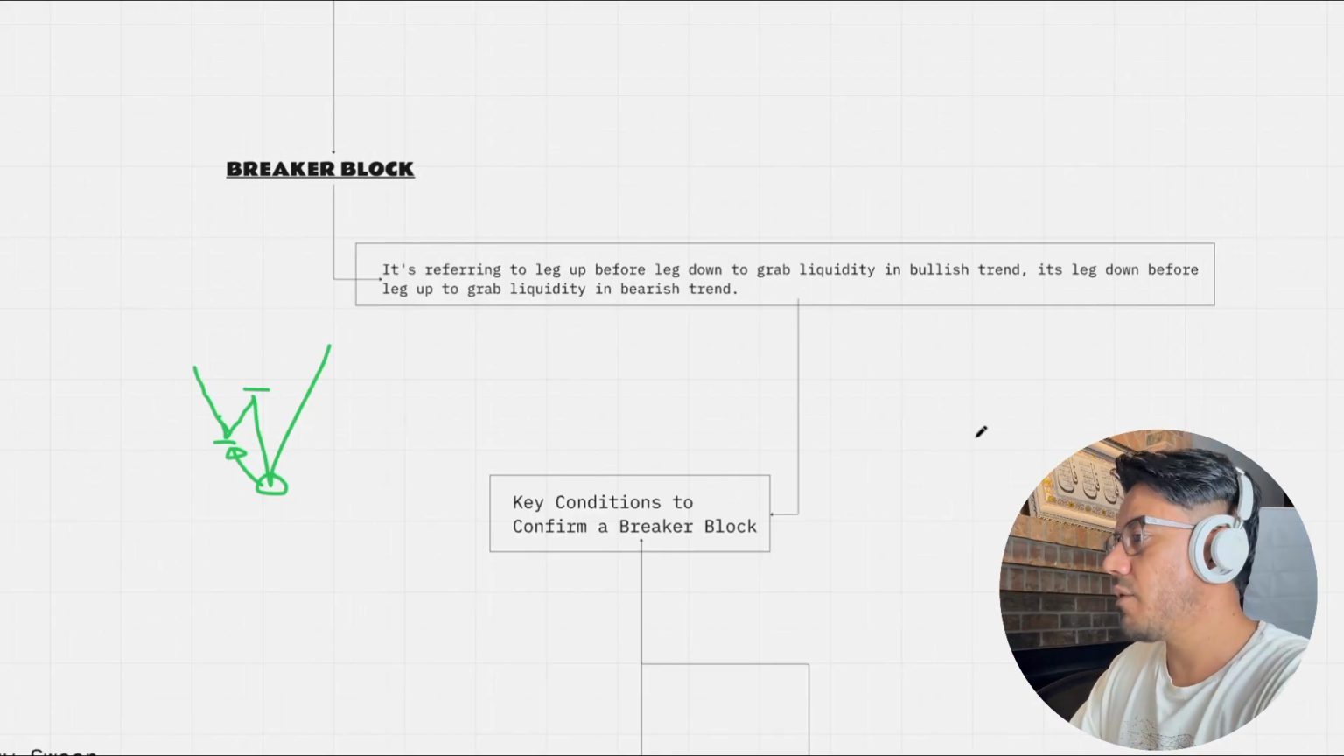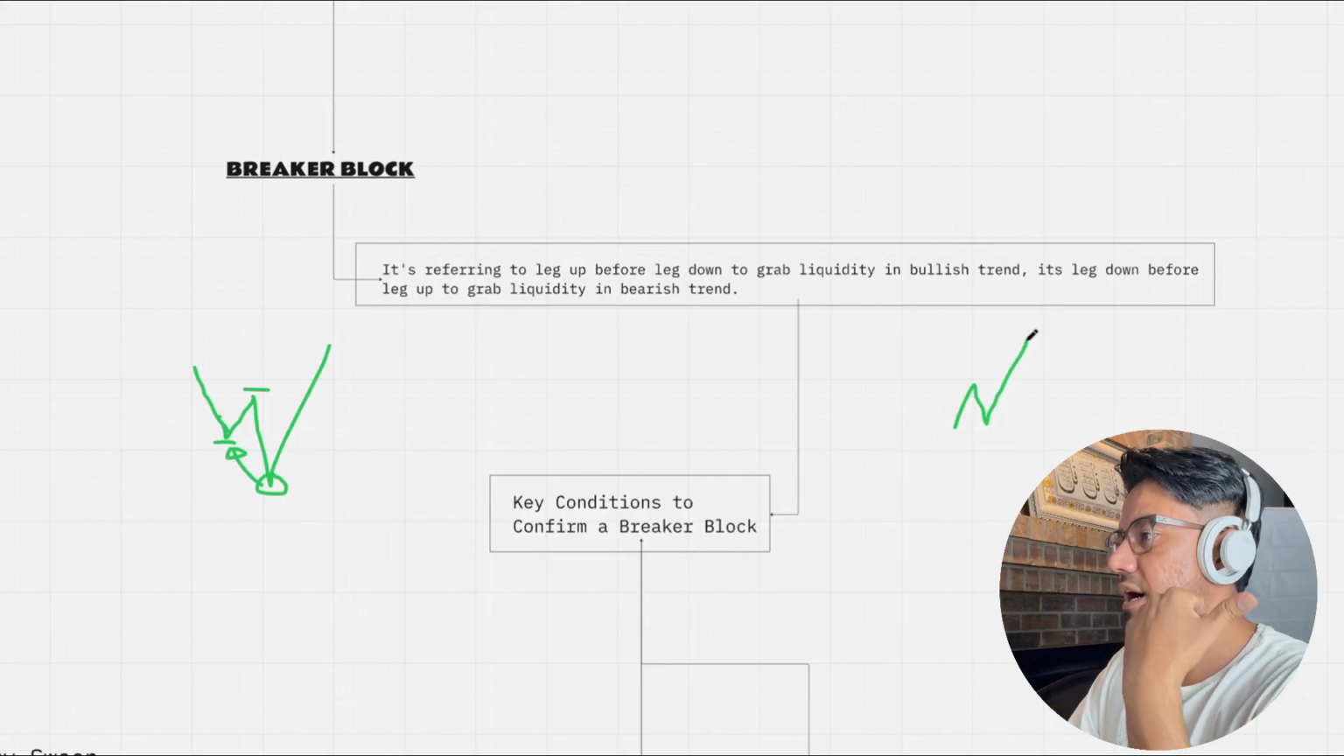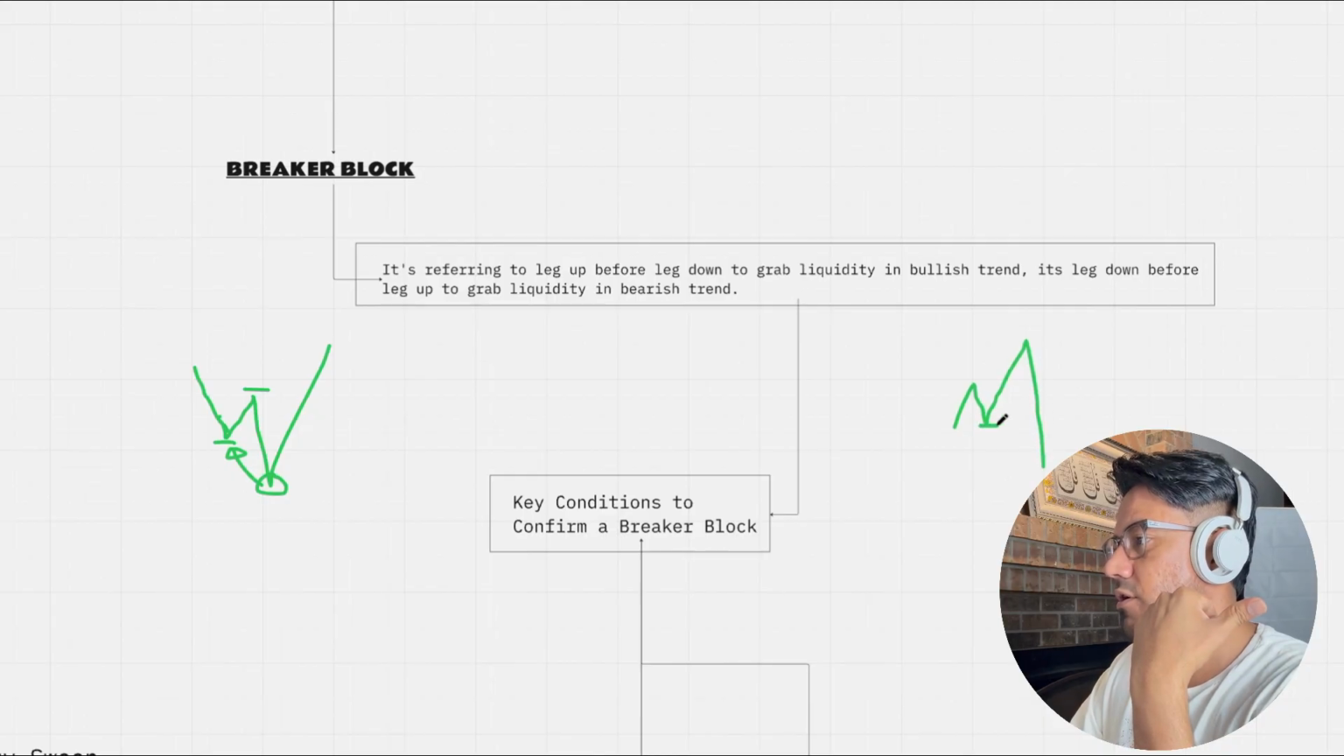Quite the opposite is the bearish sense. We have created a higher high, a leg down before a leg up that grabs the previous high's liquidity and then displacement through this breaker block. So here it is called the breaker block. This high took the previous high's liquidity.